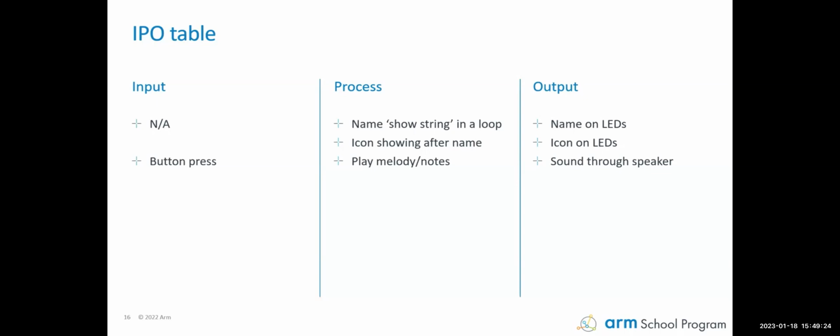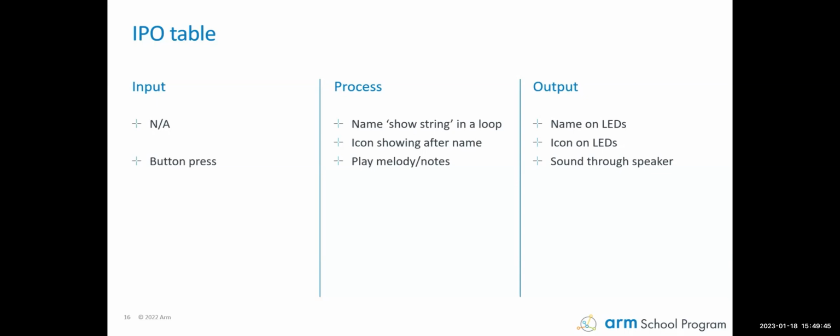And so the input initially, you wouldn't have an input for the name showing on there. You would just use some of the blocks, the show string block, and it would be in a loop so that it would be continually showing. And then the output would be their name appearing on the LEDs, so their name would scroll across the screen. And then we'd also have an icon after that, and also some melodies.